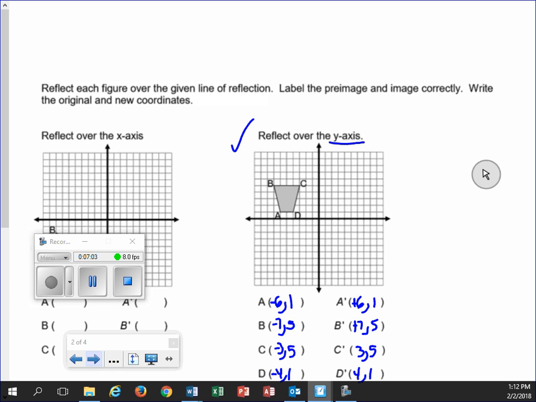Now, mathematically, that's how you do it. You take the opposite, okay?